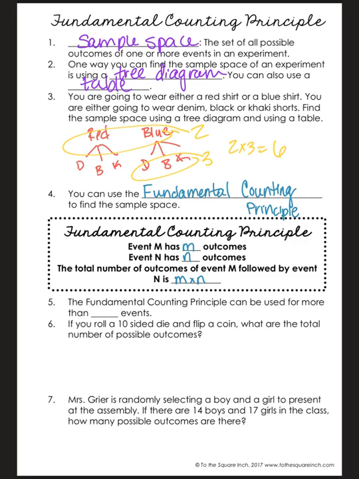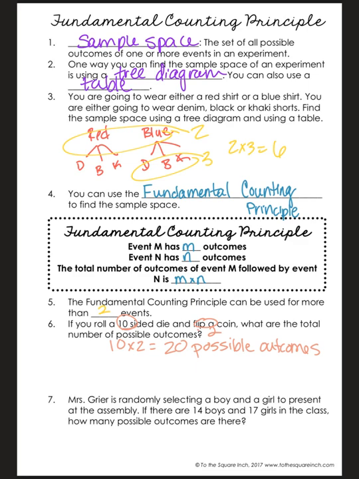So this could be used for more than 2 events. If you roll a 10-sided die and flip a coin, what are the total number of possible outcomes? Well, let's think about this. For the first thing, I have rolling a 10-sided die. How many things are there? There are 10 different choices I could get. A 1, 2, 3, 4, so forth. Flipping a coin, how many options are there? 2, heads and tails. So I'm going to say 10 times 2 is 20. So there's 20 possible outcomes. So I can figure that out without having to make a list or a tree diagram of all of that.